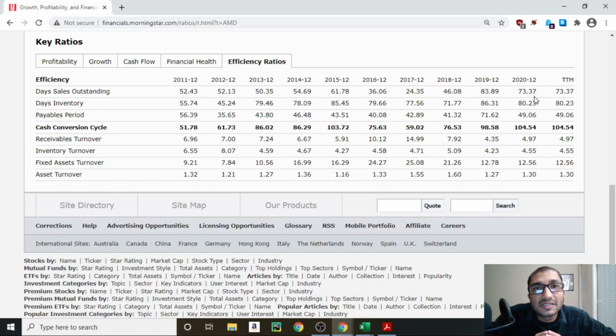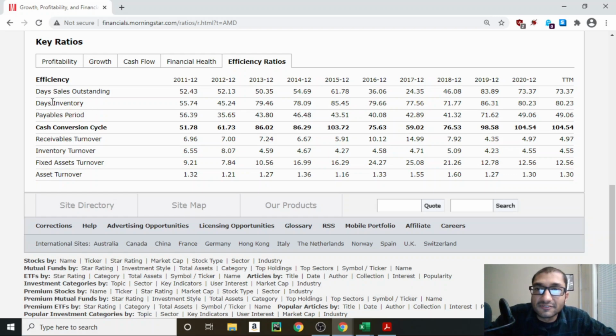Ideally, we want to see the company's days sales outstanding number staying steady or decreasing. However, since 2017, the company's days sales outstanding number has been increasing. This means that the company is being more aggressive with its accounting tactics by recognizing the sales quicker, which artificially inflates the company's top line number.